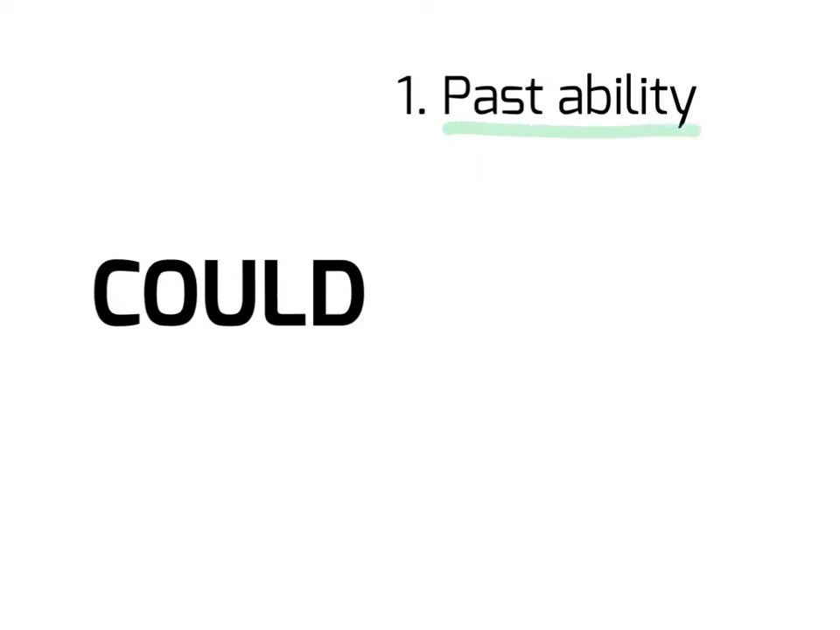Now it's the turn for could. Could is used to express past ability. In this case, it is the past of the verb can. For example, I could swim at 5. That means that when I was 5 years old, I could swim. I was able to swim.